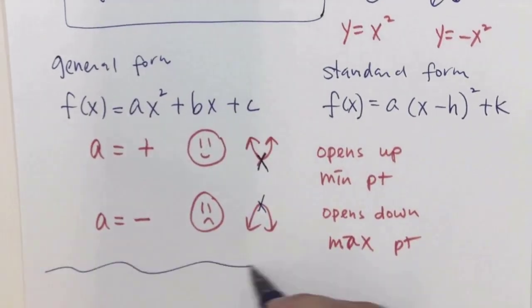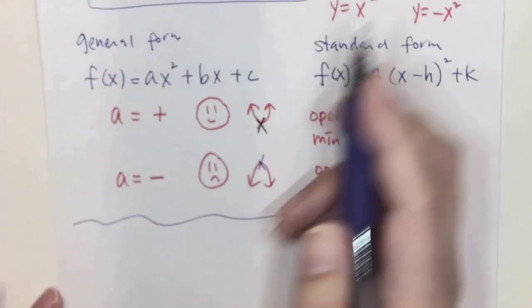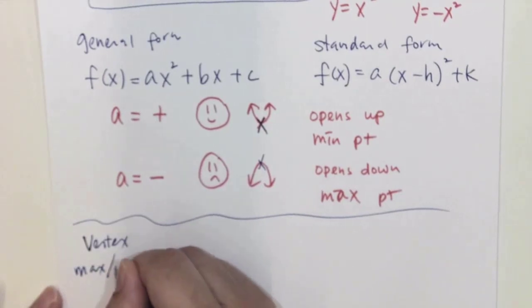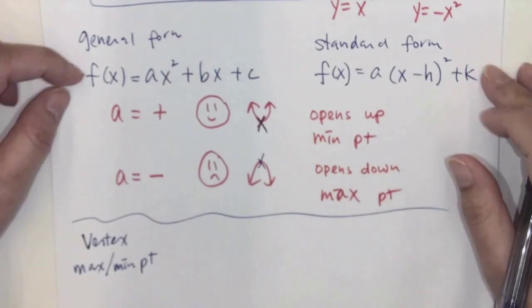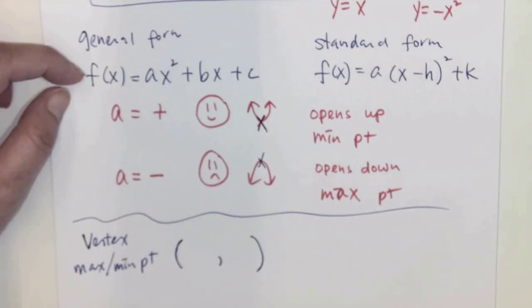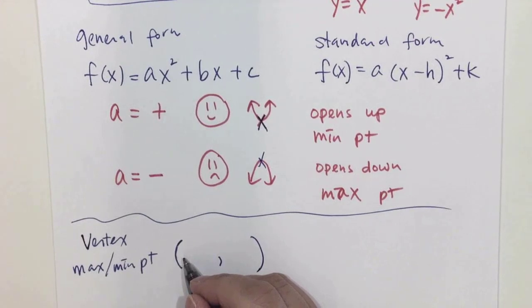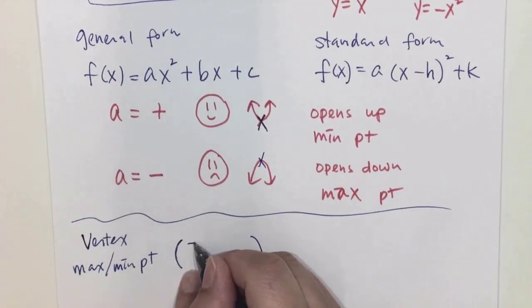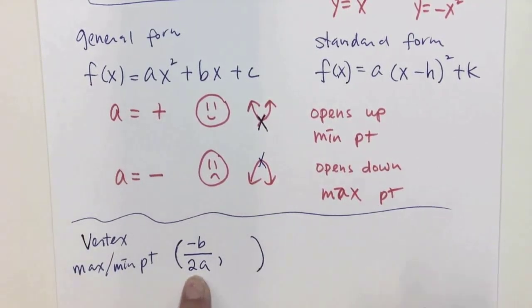Okay, and then how do we find the maximum and minimum point? The maximum and minimum point is the same as the vertex. So depending on whether you have the general form or the standard form, does anybody remember the formula to find the vertex if you have the general form? It's kind of like the beginning part of the quadratic formula. It's negative b over 2a. The quadratic formula is negative b plus or minus the square root of b squared minus 4ac, over 2a. So that's part of the quadratic formula.